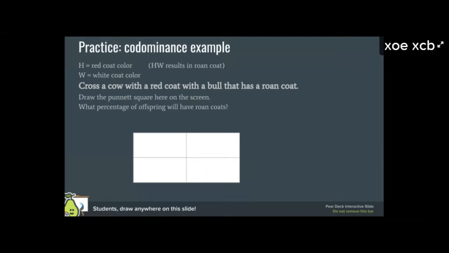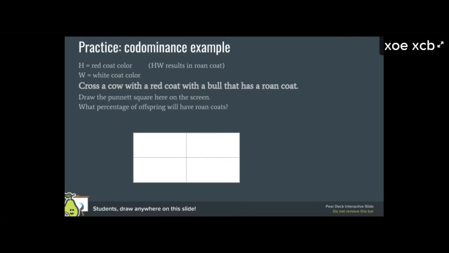All right, cross a cow with red coat and a bull that has roan coat. Draw the Punnett square here on the screen. What percentage of offspring will have roan coats? You can draw it, right? You can put like your W's and stuff.